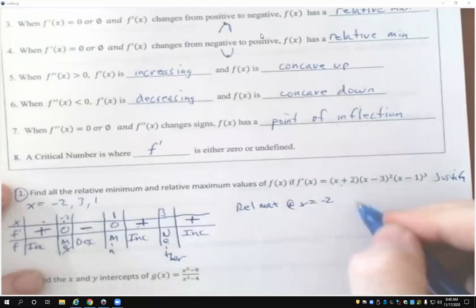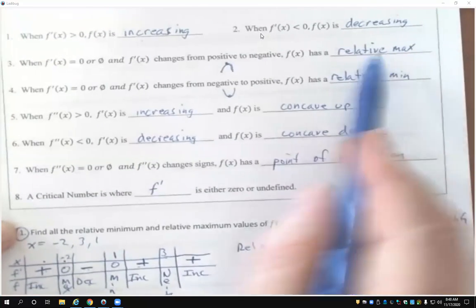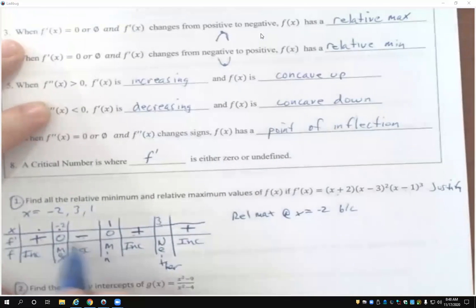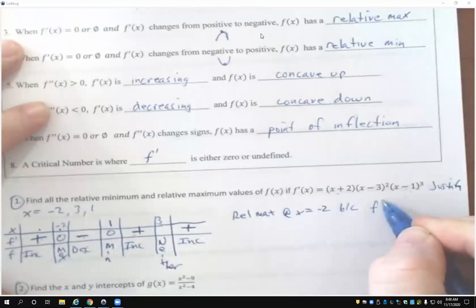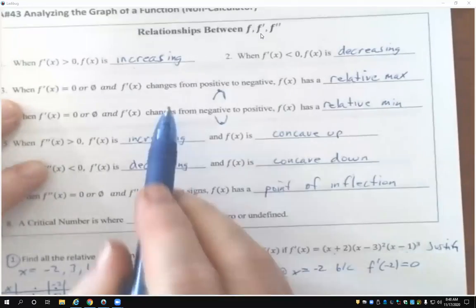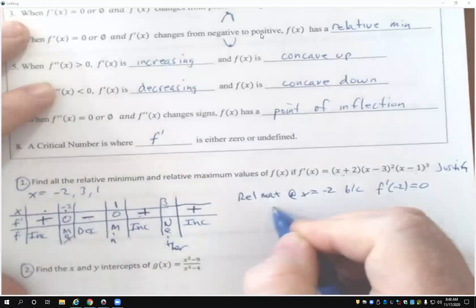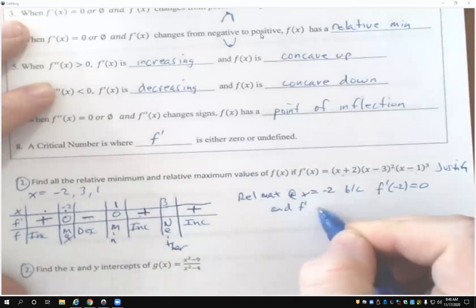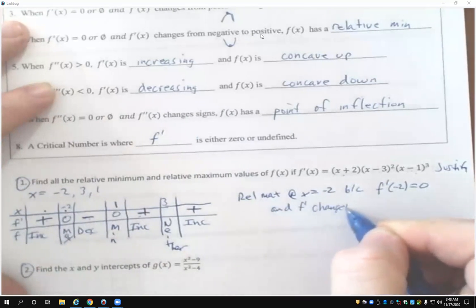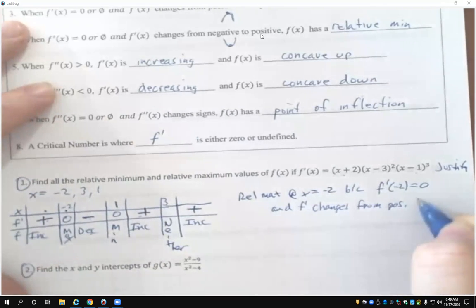So I'm going to say we have a relative max at x equals -2. And then we're going to justify because, okay, what makes a relative max? F prime has got to be equal to 0, which it is. So f prime of -2 equals 0. And it has to change from positive to negative. Okay, and so we'll say that. And f prime changes from positive, I'm just going to say POS, to negative NEG.